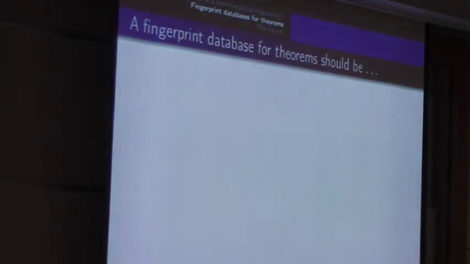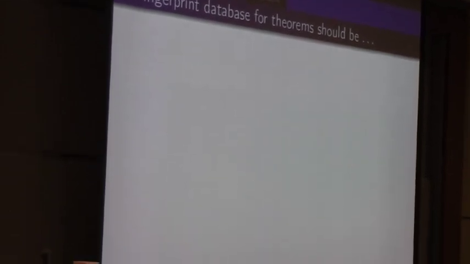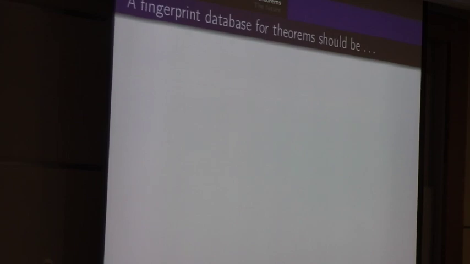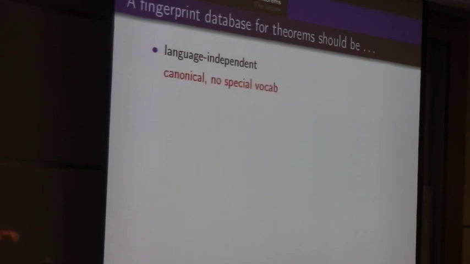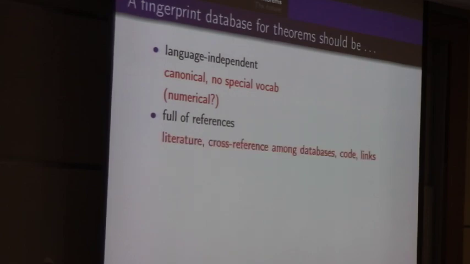So what should a fingerprint database for theorems be? What properties should it have? And I'm sort of guided by the OEIS, but I'm trying not to be blinded by it either. I want to think very generally. What properties do I want? It should be language independent. So canonical, no special vocabulary or notation. Maybe numerical. A lot of what we work with already is based on numerical fingerprints, but maybe we could be more general than that. It should be full of references, as full as possible.